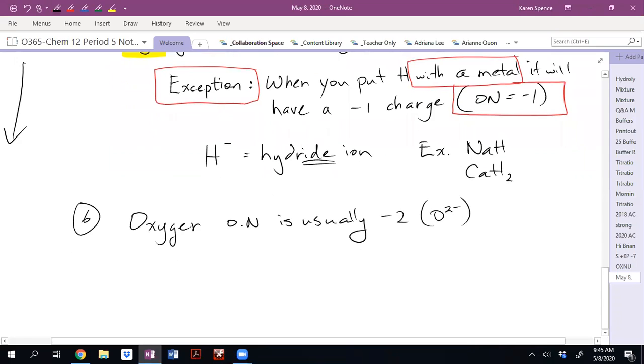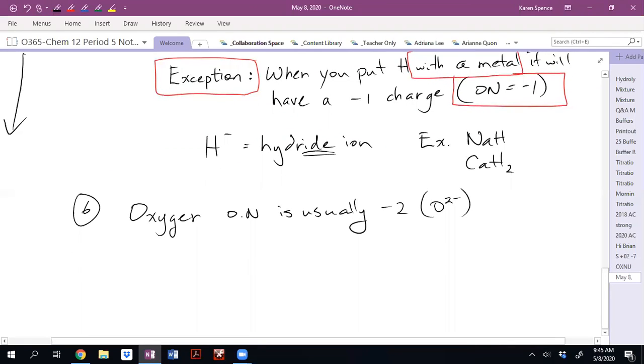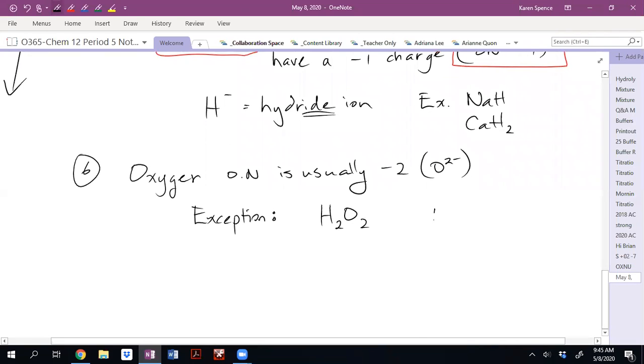But you will see some weird compounds every once in a while. Exceptions. Well, it's just one exception, really. It just happens in different places. What if I had H2O2? Hmm, it's a strange one, isn't it? Or what if I had Na2O2?